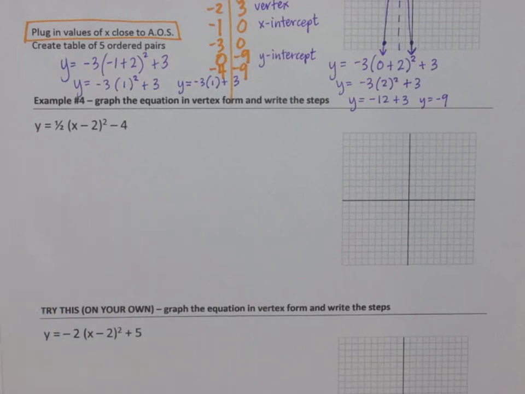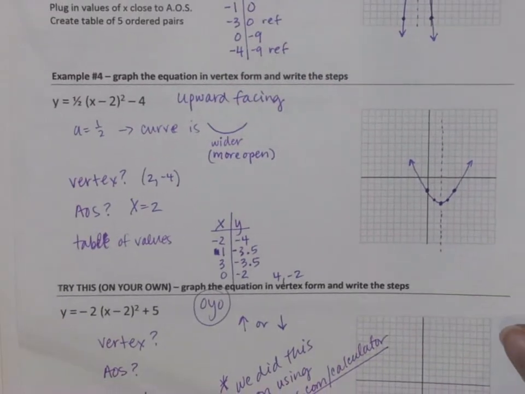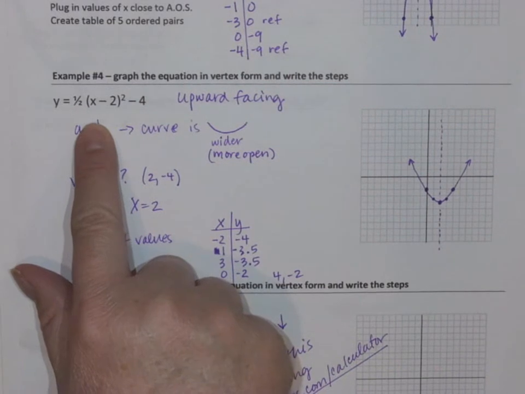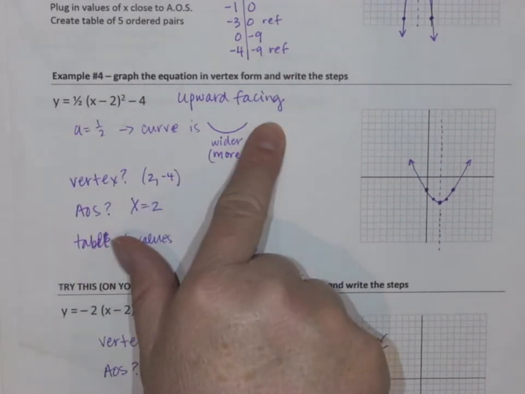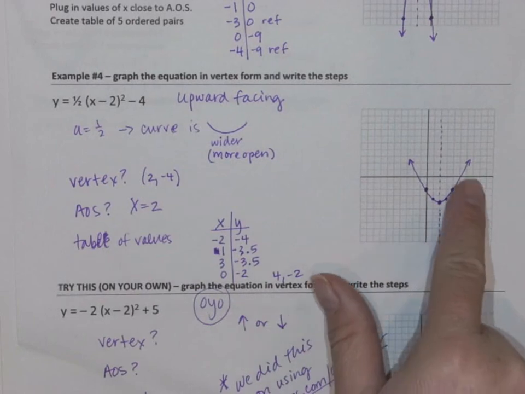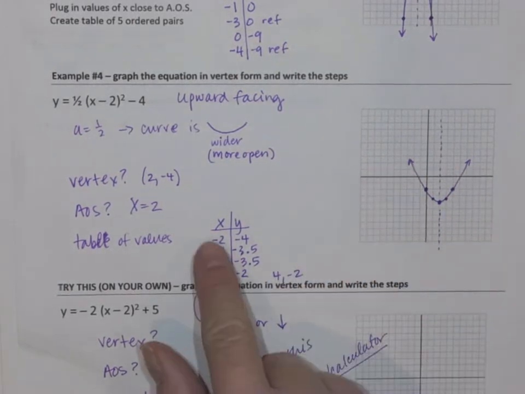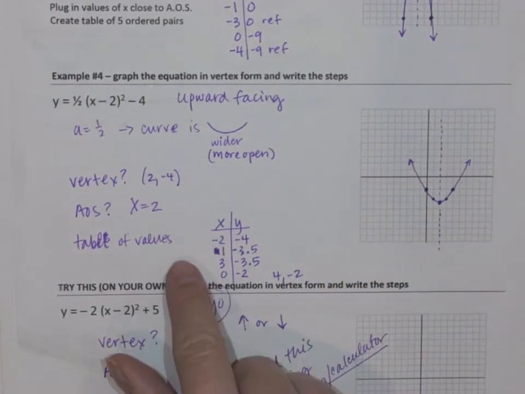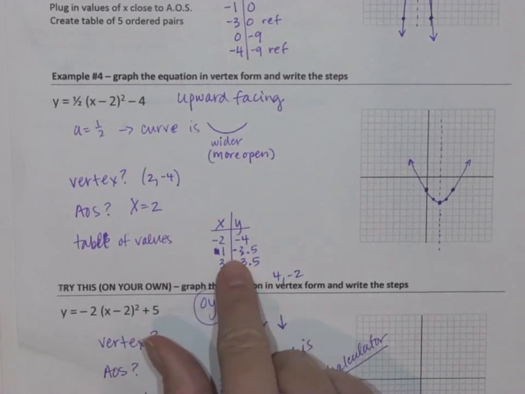Okay, so that is all you really need to know about graphing in vertex form. I was going to show you my graph for that example. Example number 4, where the graph is upward facing because it's positive, but because a is 1/2, we have a much more open curve. Okay, and I would definitely suggest adding your x values into a calculator to figure out your table and plot those appropriately.